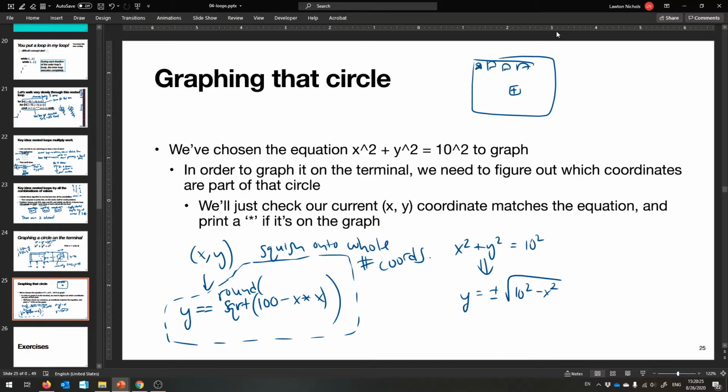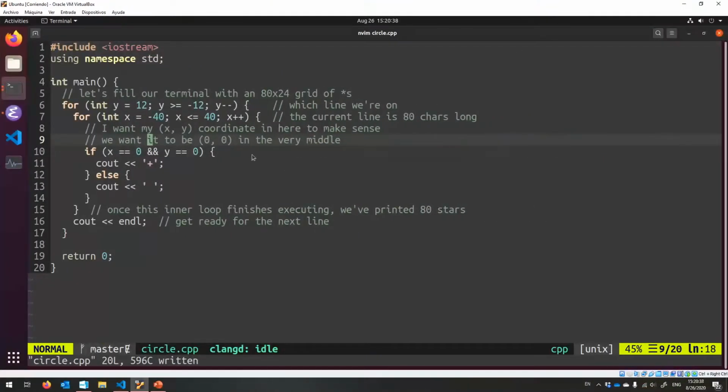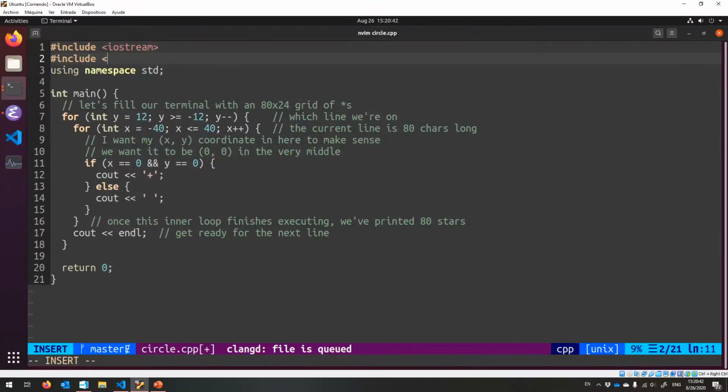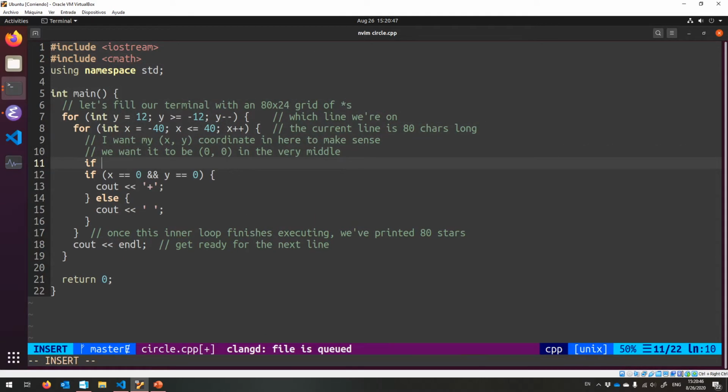So this is very in-depth, and you're going to be graphing much simpler functions in your lab, don't worry. Just one. So that's the idea. We need to just check if it's on the graph. If so, print a mark. Alright, so I'll include CMath. And now is the moment we've all been waiting for.